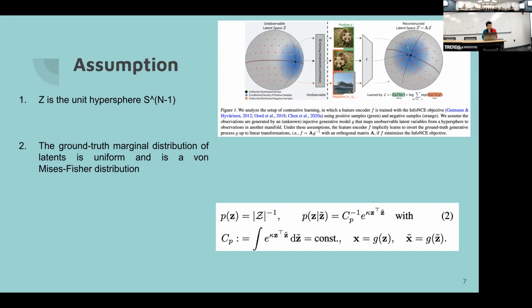What is this distribution? Basically, it is a distribution on a hypersphere, and its formula is defined with a normalization constant C_p(κ), where C represents the normalization constant and κ represents the concentration parameter. If you consider this von Mises-Fisher distribution, this is the concentration point. The higher the κ is, the more density of points will be near the concentration point; the lower it is, the more spread out they are. This is basically their assumption, and they also assume that the ground truth latent space can be a uniform distribution, which looks like this.